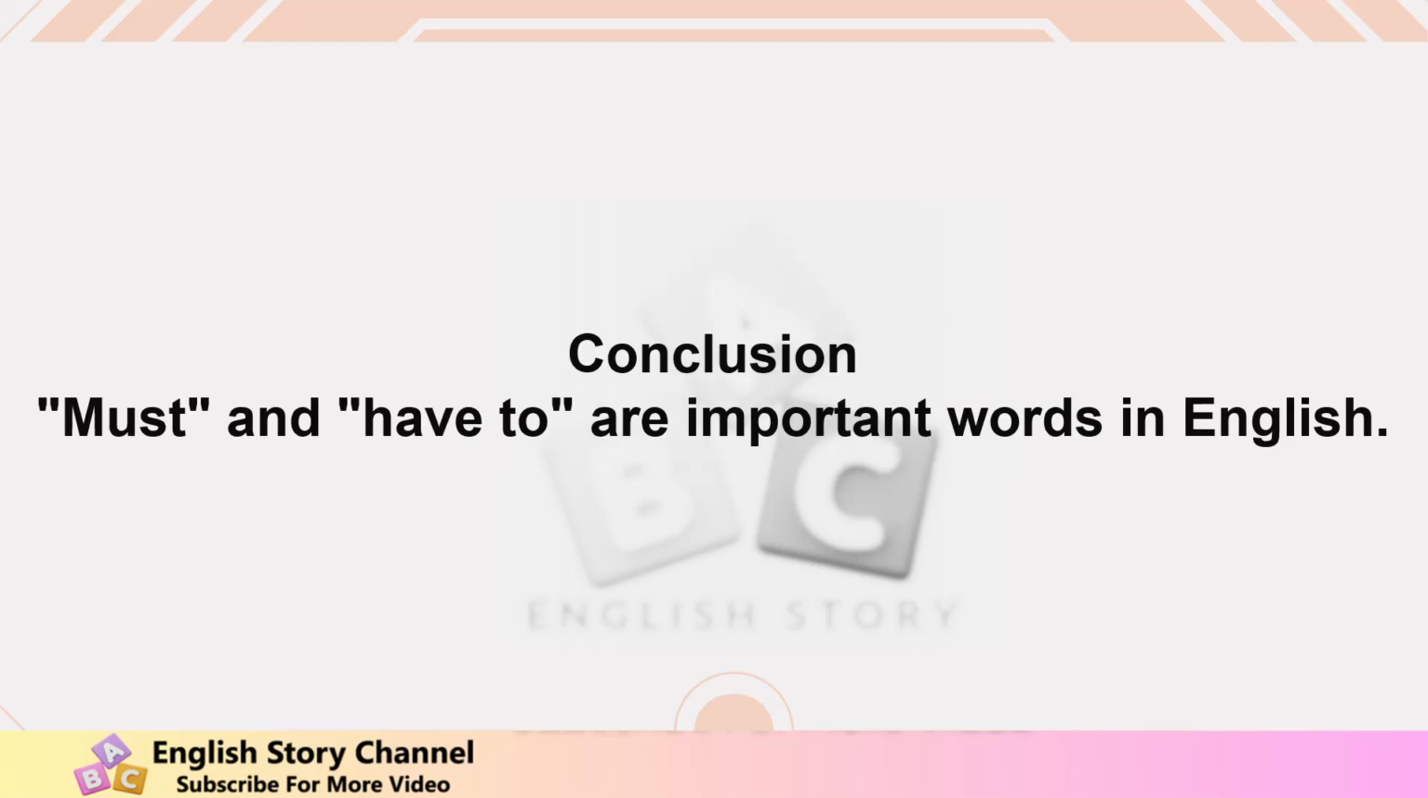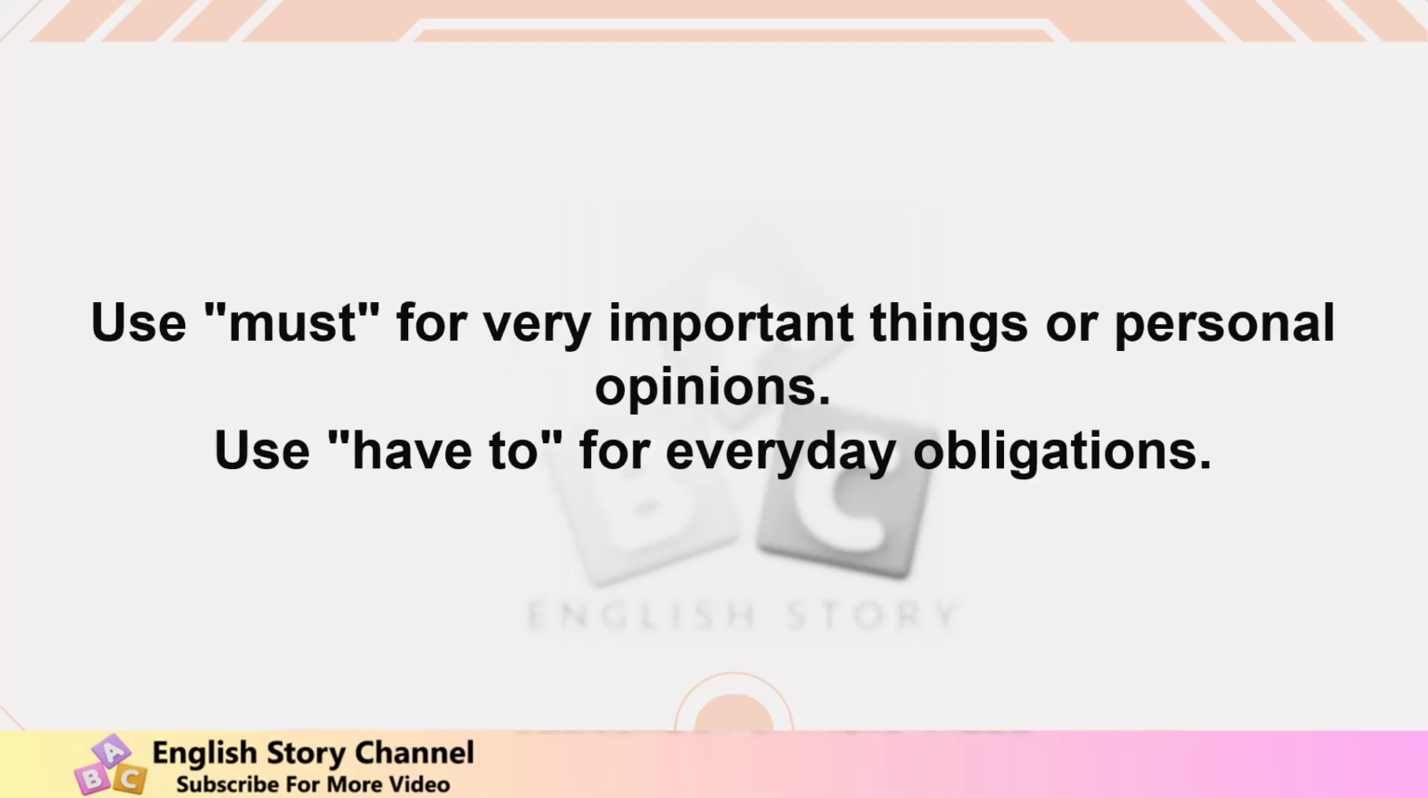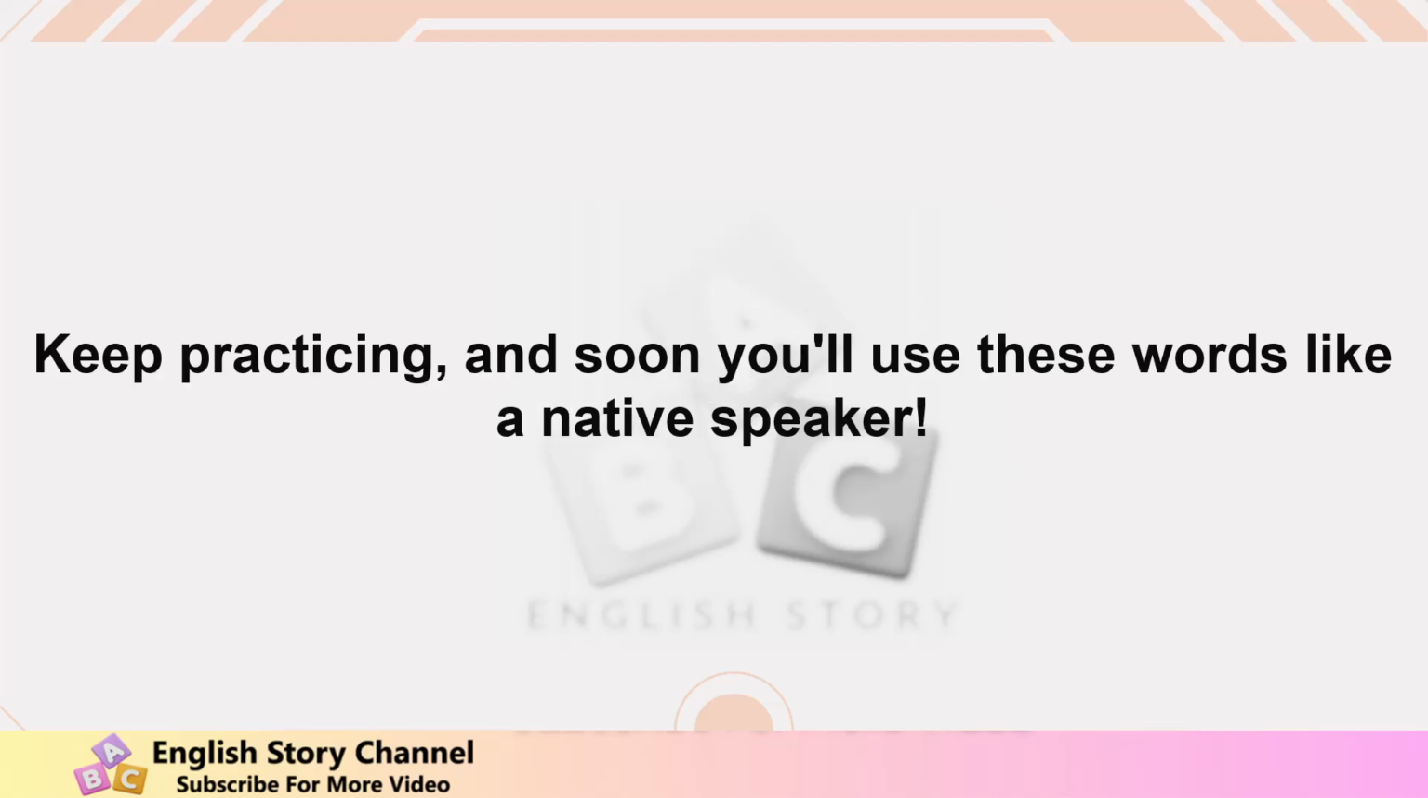Conclusion. Must and have to are important words in English. They help us talk about obligations and necessities. Remember, must is stronger than have to. Use must for very important things or personal opinions. Use have to for everyday obligations. Keep practicing, and soon you'll use these words like a native speaker.